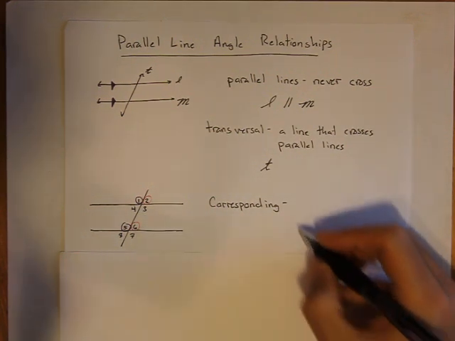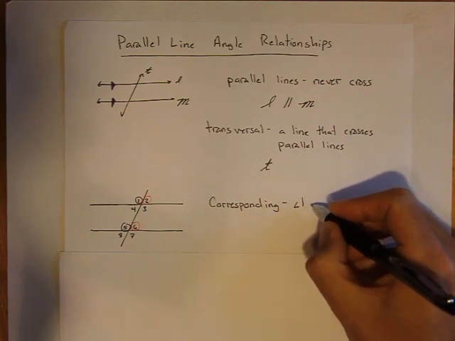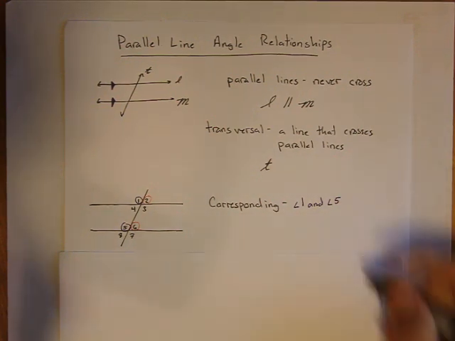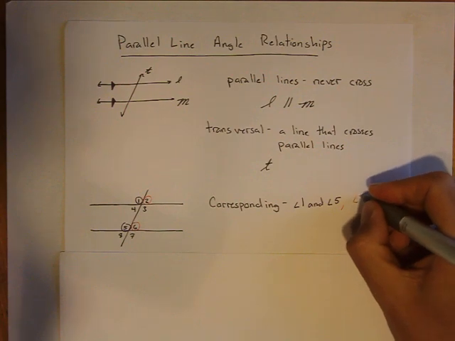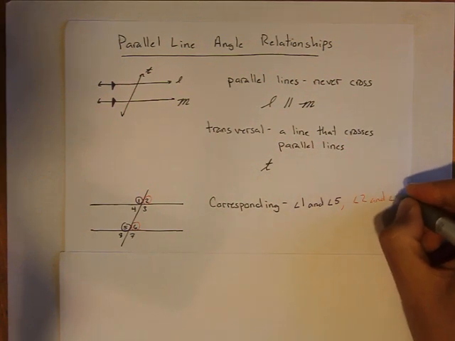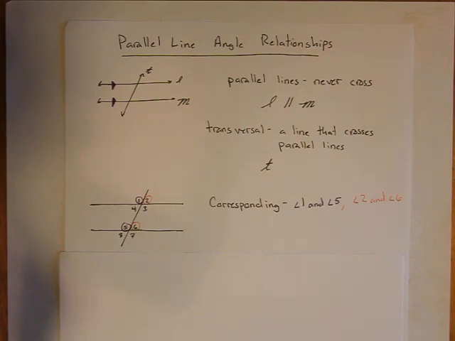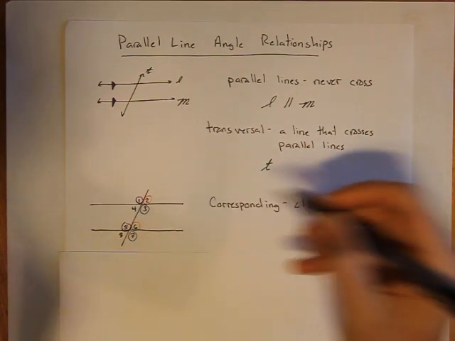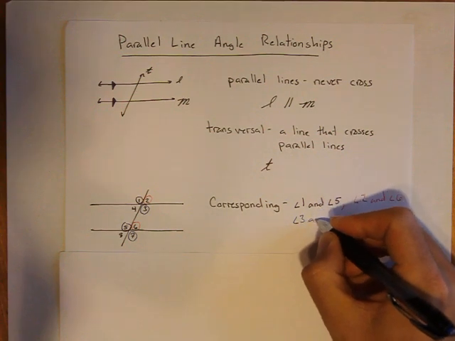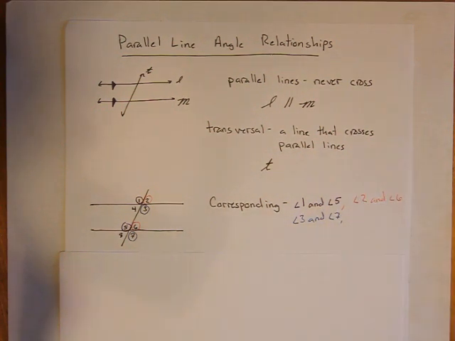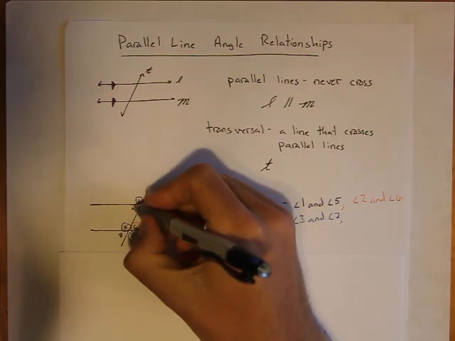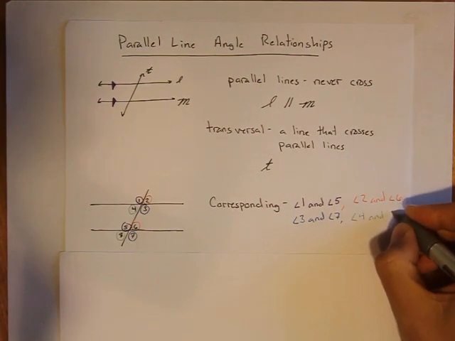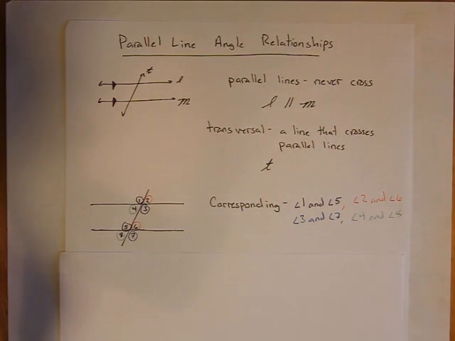So I can put the following pairs. I know that angle 1 and angle 5 are corresponding angles. I know that angle 2 and angle 6 are corresponding angles. Okay. Just finishing down my list, I've got angle 3 and angle 7. And finally angle 4 and angle 8. All of those pairs would be considered corresponding angles.